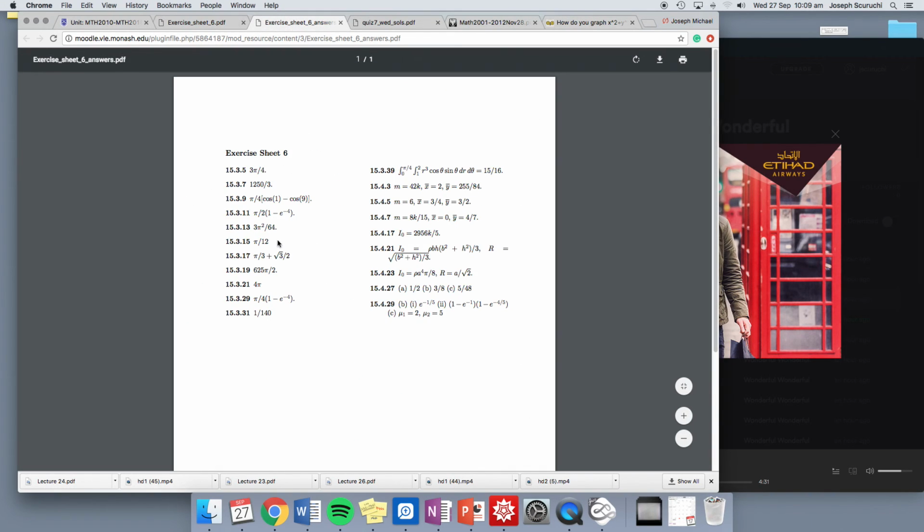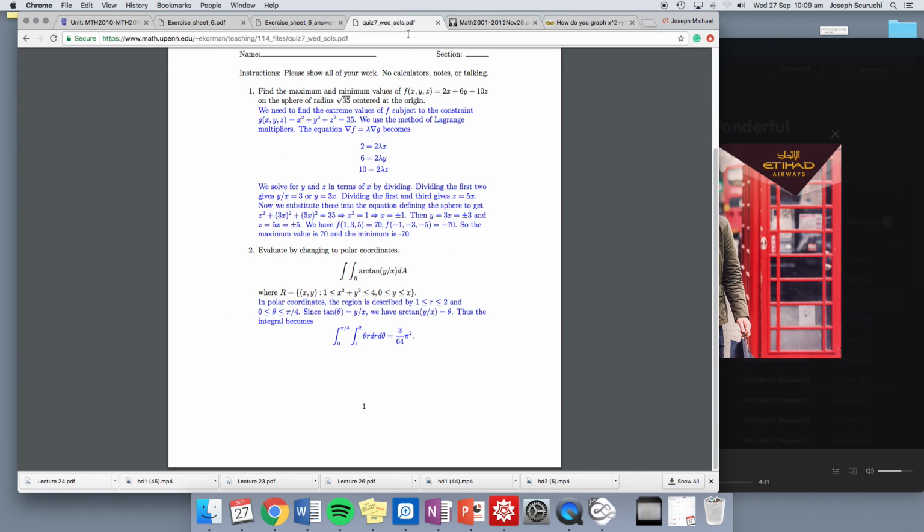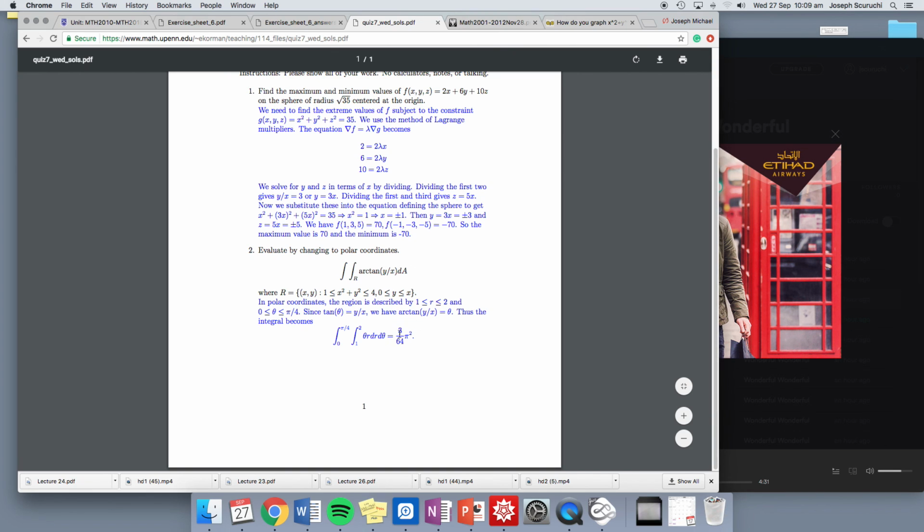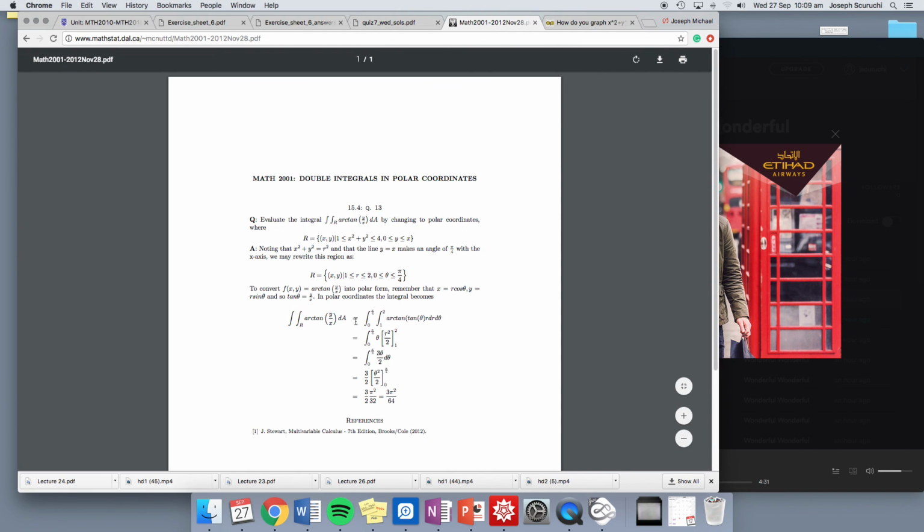Whoa. 3 pi squared on 64. You did it. You did it. And there's also answers on the internet for this specific question, 2 of them. So I'll include that in the folder.